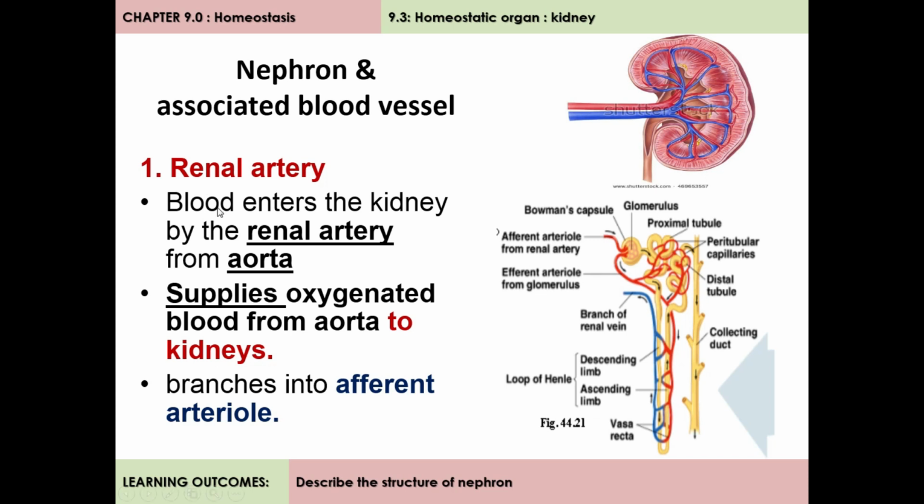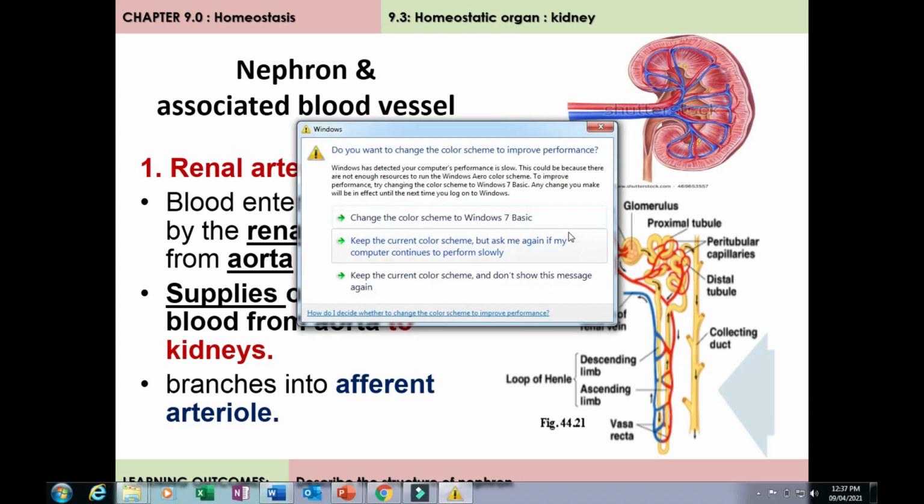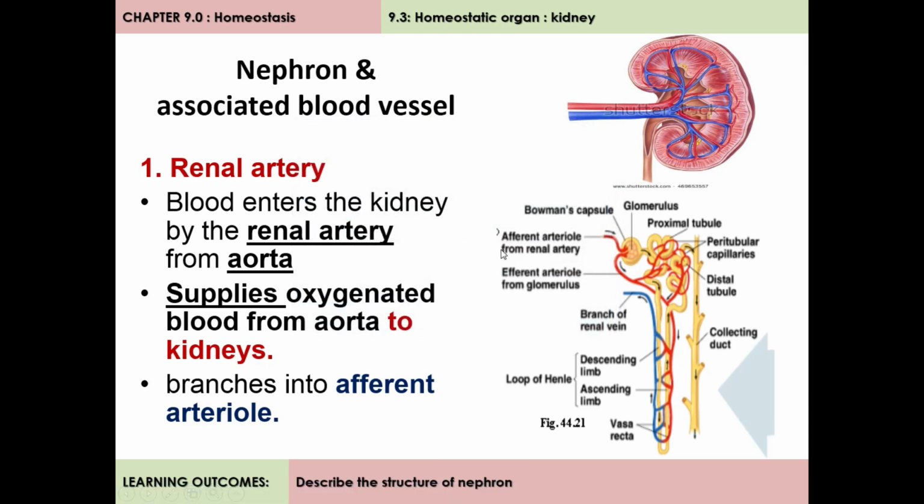Blood enters the kidney by the renal artery from the aorta. It supplies oxygenated blood from the aorta to the kidney, and it branches into the efferent arteriole. The efferent arteriole brings blood towards the capsule called the Bowman capsule.